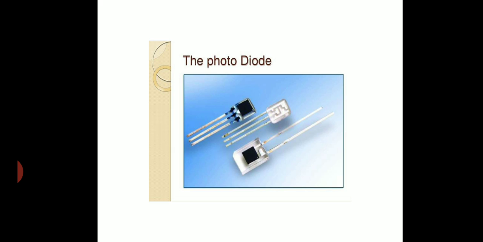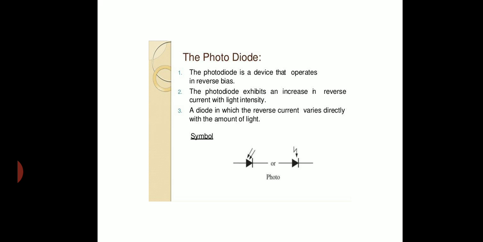Photodiode. Photodiode is a device that operates in the reverse bias. The photodiode exhibits an increase in reverse current with light intensity. So it is a diode in which the reverse current varies directly with the amount of light. The symbol is shown.